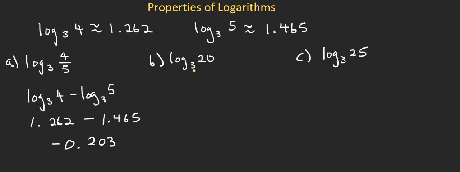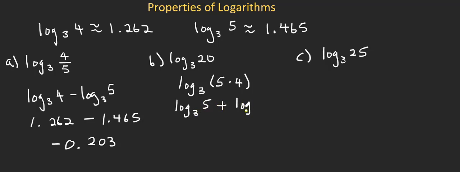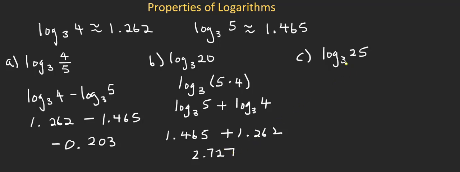What about part B? Part B, you got log base 3 of 20. You could rewrite this as log base 3 of 5 times 4. And using the product property, this is the same thing as log base 3 of 5 plus log base 3 of 4. Using substitution, you get 1.465 plus 1.262, which is going to be 2.727.